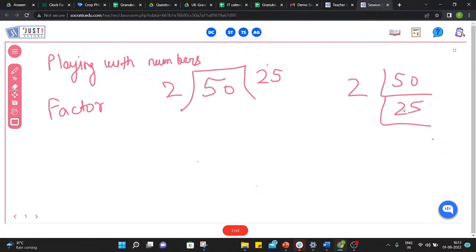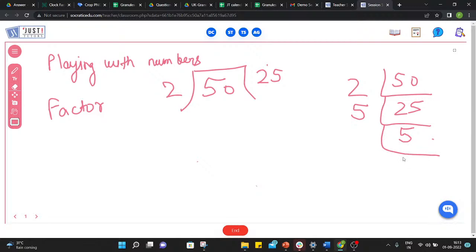Now, do we have 25 in the 4 times table? It cannot be possible, because 4 is itself an even number, and in the times table of an even number, all the numbers are even. So we have to skip 4 as well. Now what about 5? Do we have 25 in the 5 times table? The answer is yes. So now we will divide 25 by 5, and we know 5 times 5 is 25, so we just write 5 over here.